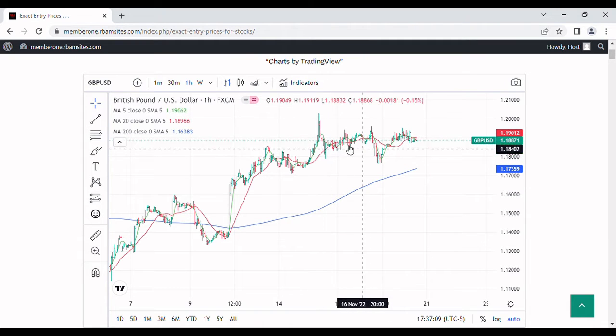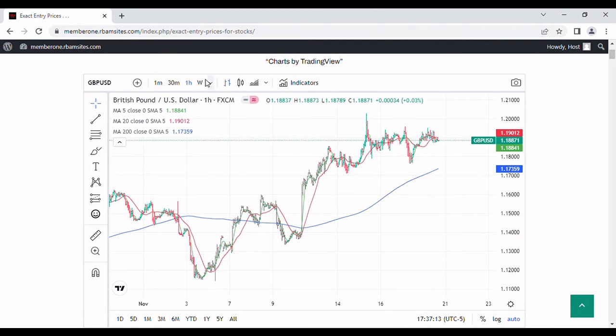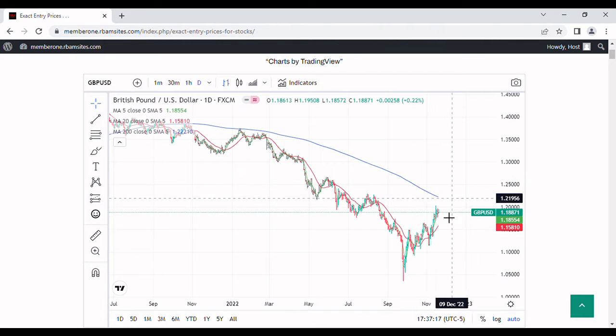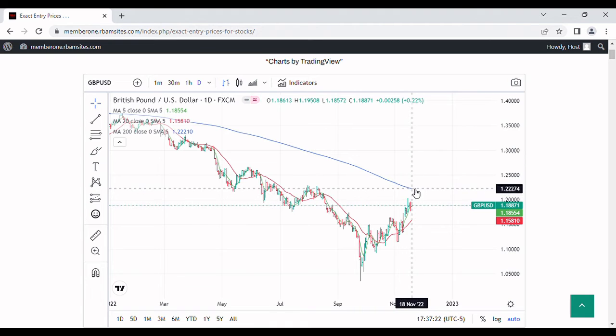In this particular case, this is running into a massive amount of selling. This is indicative of a market that may not be able to go much higher. So next week's going to be interesting to see what happens. And with that kind of selling, it's going to be debatable whether it can break through this blue 200-day moving average. But that's what we've got for the pound.